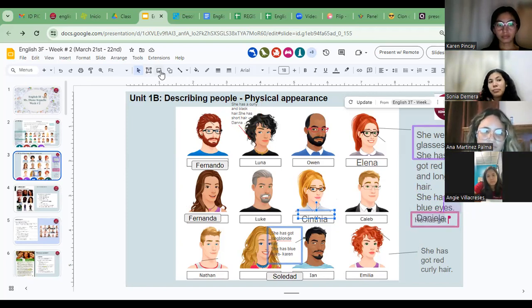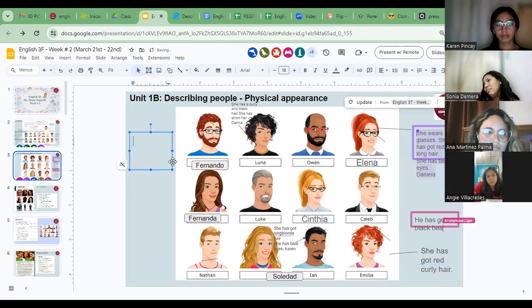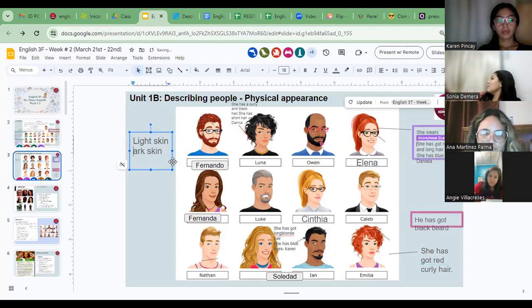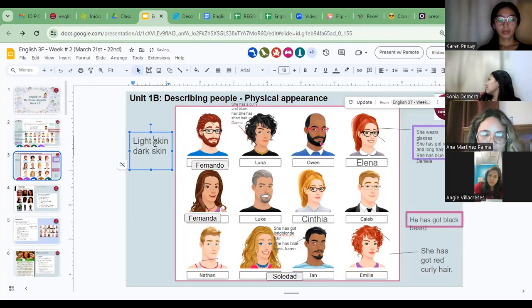Let me show you. There might be two options. Light skin, a lighter skin tone, right? Light skin. We can also describe that. Light skin or dark skin. And that is a way of physically describing someone, right? Dark skin, light skin, short hair, glasses, beard, mustache, nose, lips.